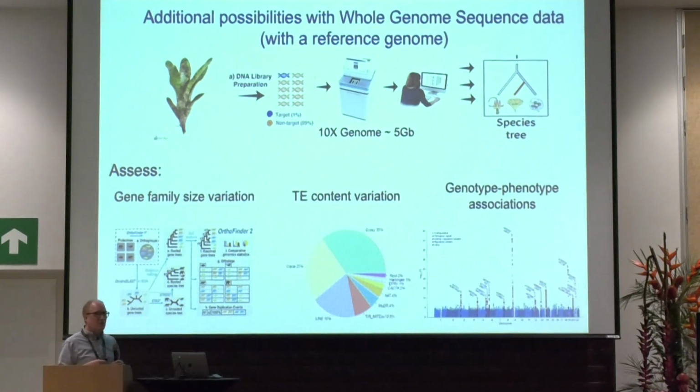But you do need a reference genome in order to map those reads back. So I think that one thing that we should be working on as a community in order to enable this sort of work is to make sure we've got a good distribution of reference genomes across the family.